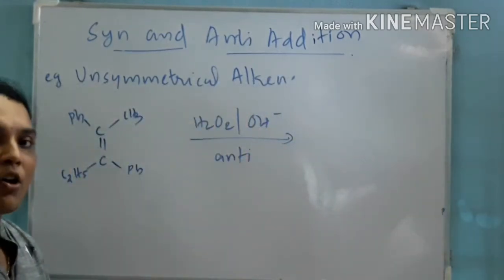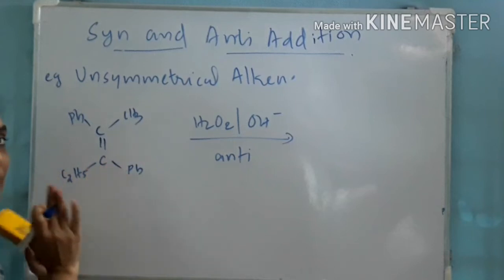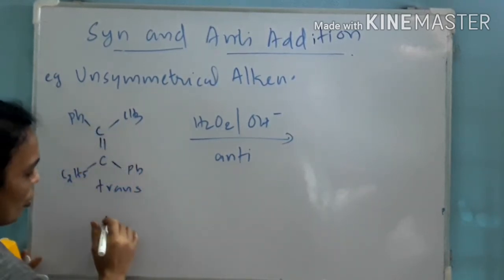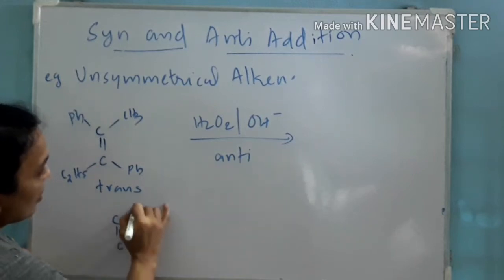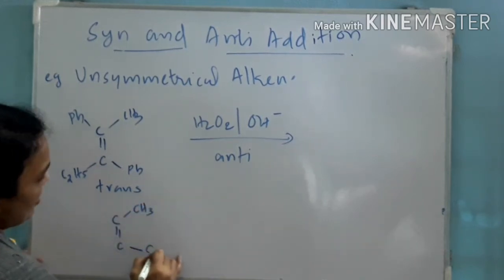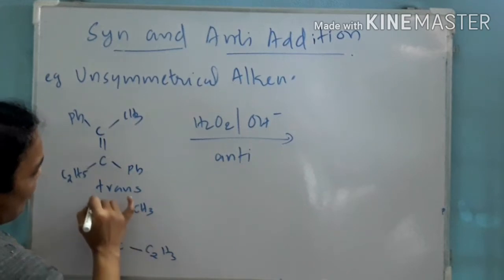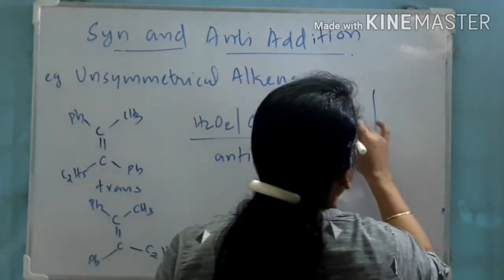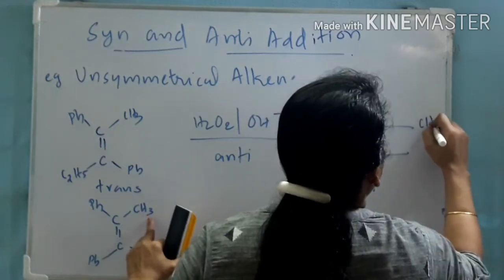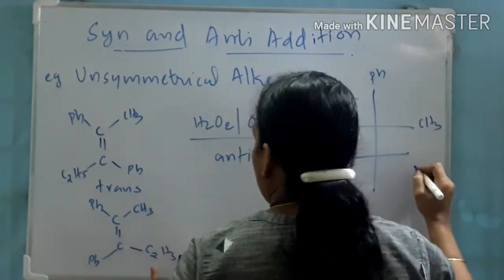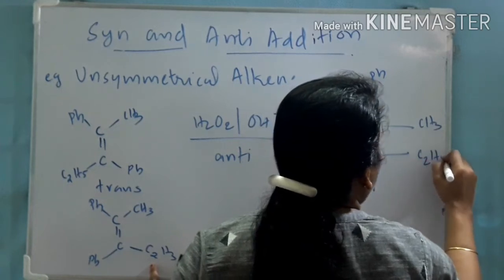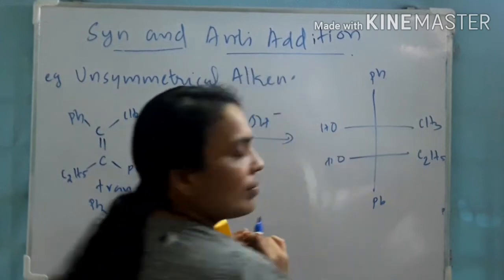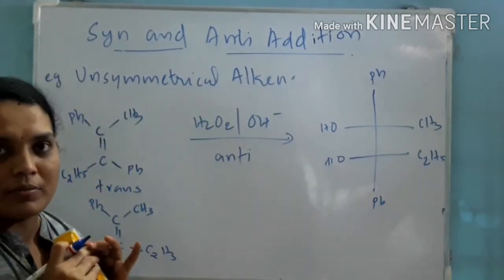Trans isomer undergo anti-addition. The same thing happening. This is a trans isomer. First of all, let us draw the cis isomer. CH3, C2H5, and draw the Fischer projection for this cis isomer. CH3, C2H5, OH. So that will be the product.